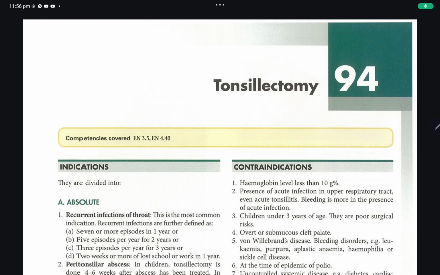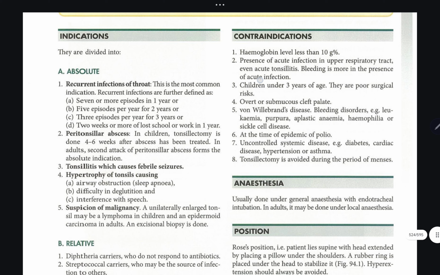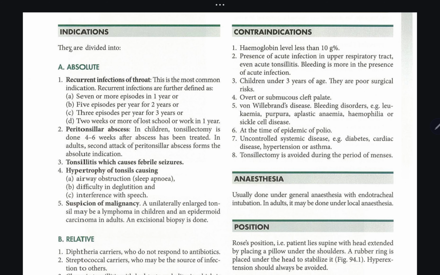Diseases of Ear, Nose and Throat and Head and Neck Surgery by P L Dhingra. Chapter 94, Tonsillectomy. Indications of tonsillectomy. They are divided into absolute indications and relative indications.